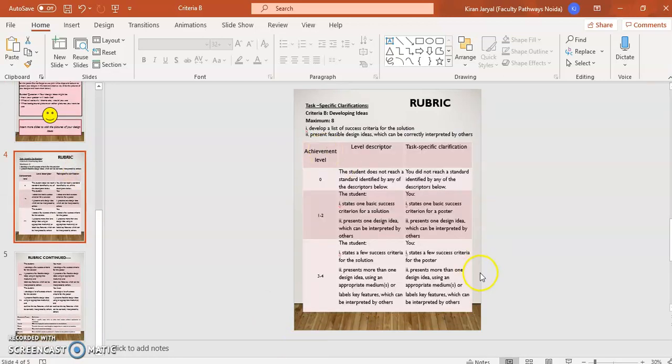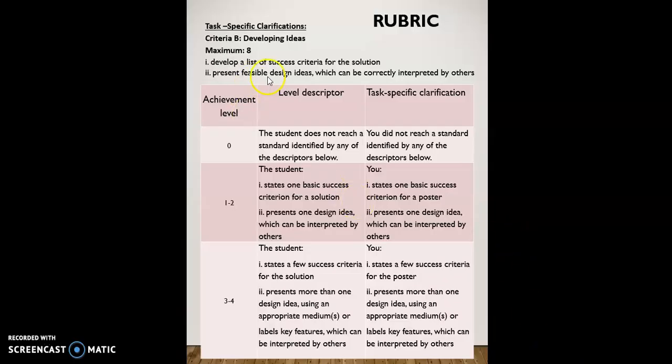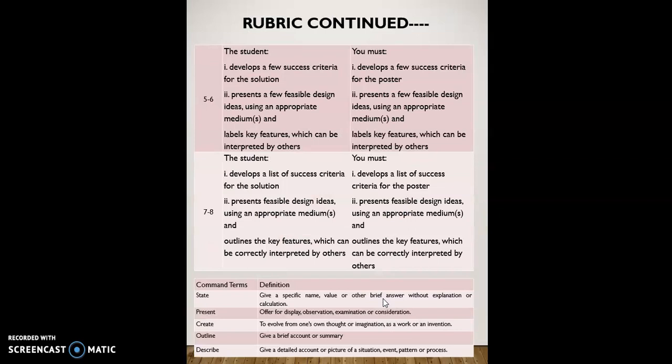This is a very important part, which is the rubric: how you can get good marks, how you can achieve a good level. The maximum level you can achieve is 8. There are two things, strand 1 and strand 2. If you state one basic success criterion, you might get only one or two, and if you present one design idea, you might get only one or two. But to get 7 or 8, you need to develop a list of success criteria and present feasible design ideas using an appropriate medium.